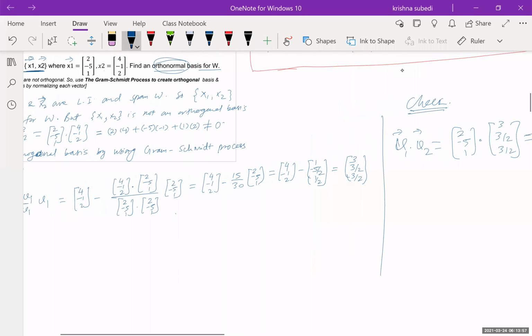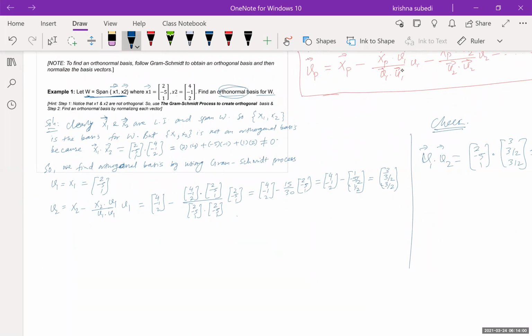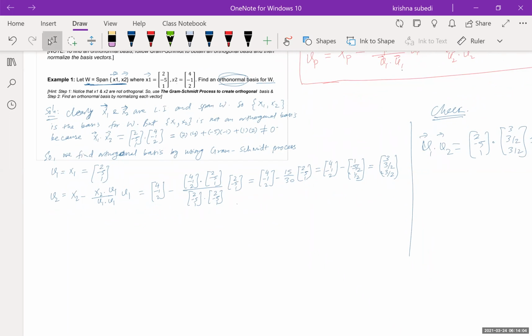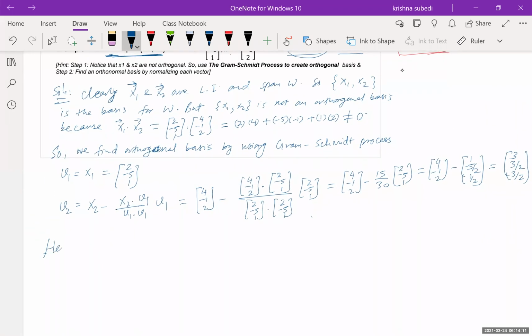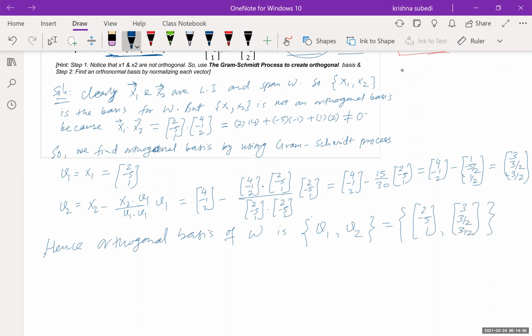Okay, so the dot product being 0 means the vectors v1 and v2 are orthogonal. That's important. Hence the orthogonal basis of W is v1 and v2, where v1 is (2, -5, 1) and v2 is (3, 3/2, 3/2). So these are the two orthogonal vectors.